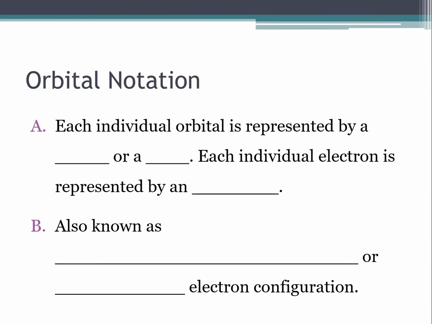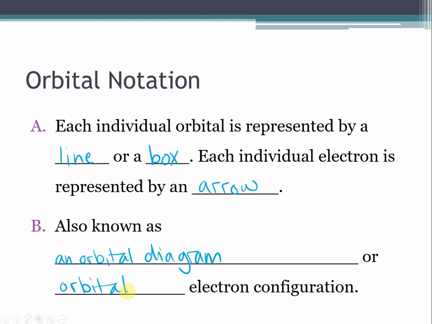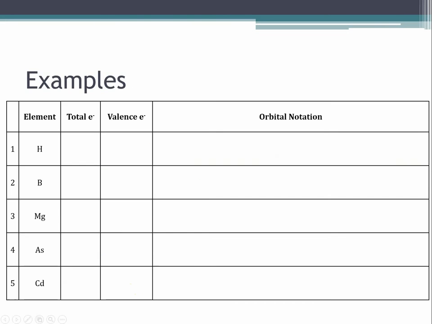The first notation we're going to look at is called orbital notation. In orbital notation, each individual orbital is represented by a line or a box. Each individual electron is represented by an arrow. This notation is also known as an orbital diagram or as orbital electron configuration. So let's take a look at this.